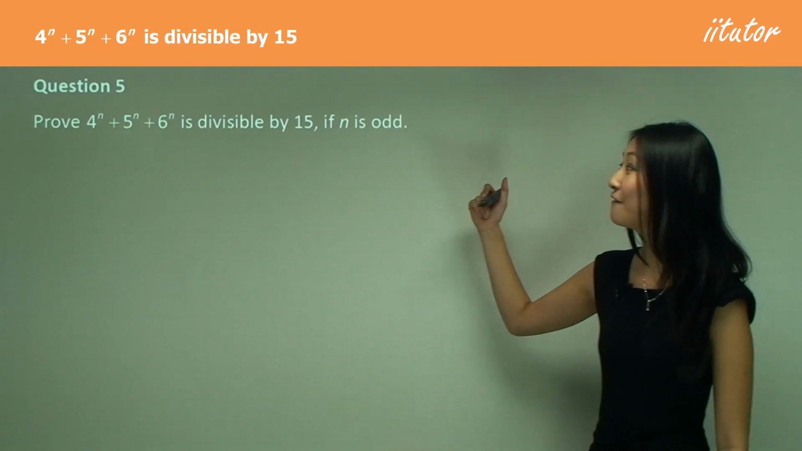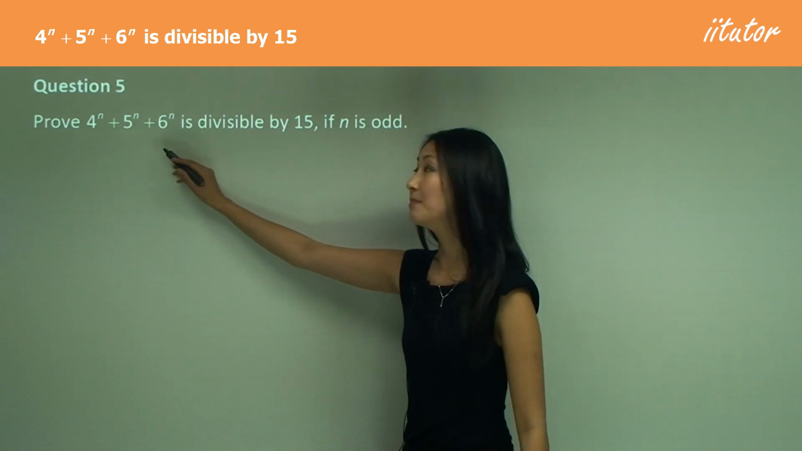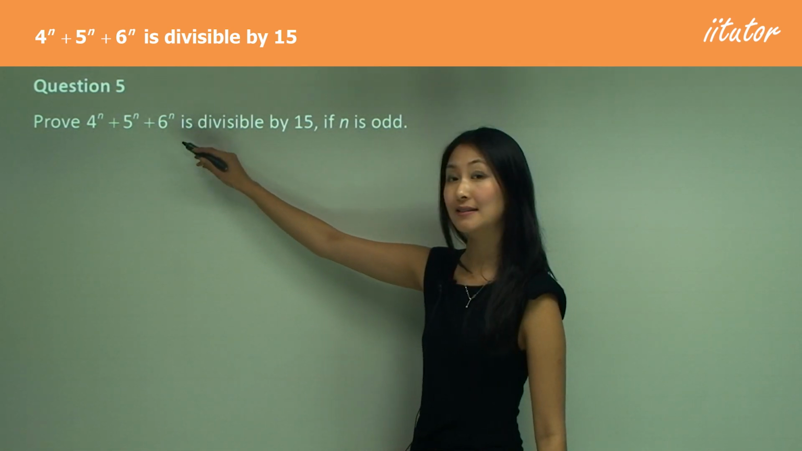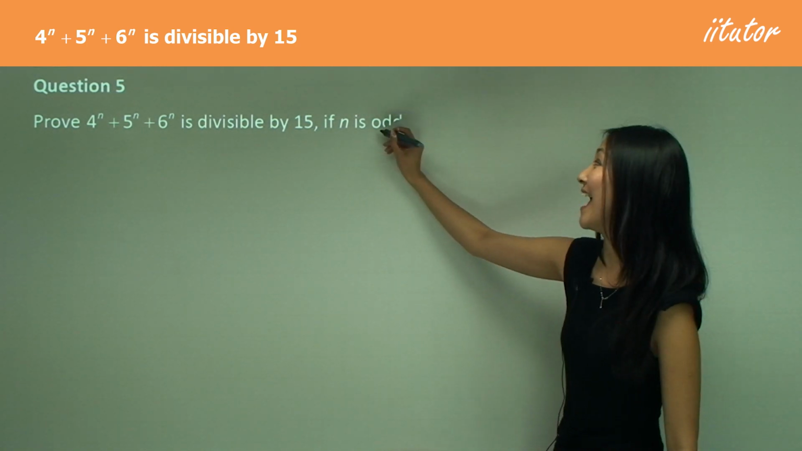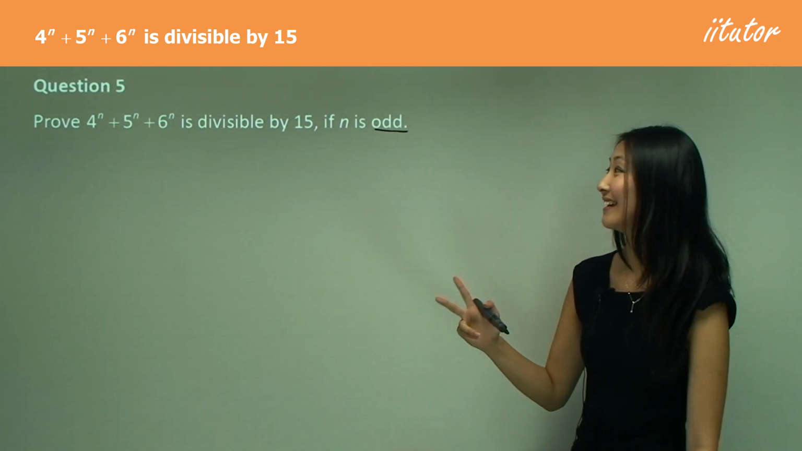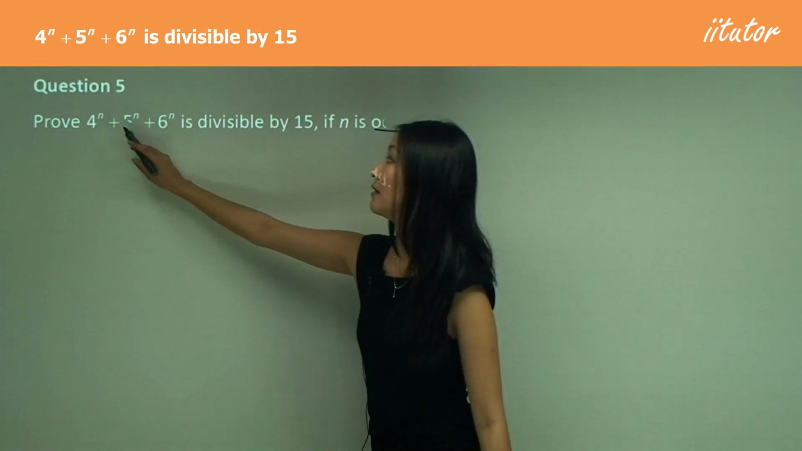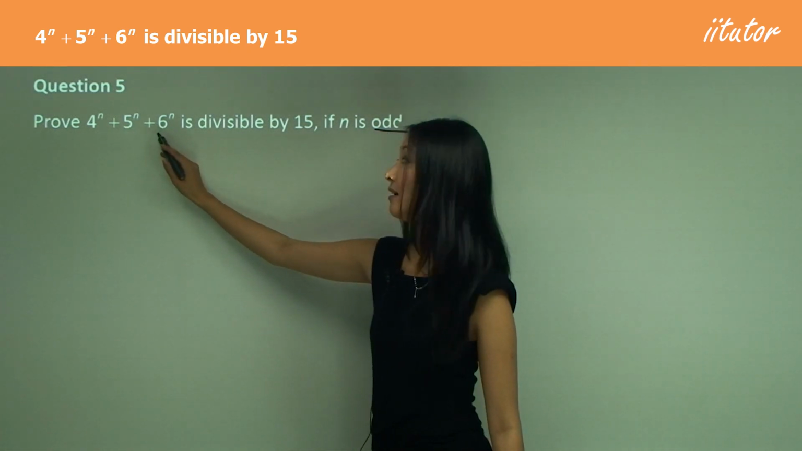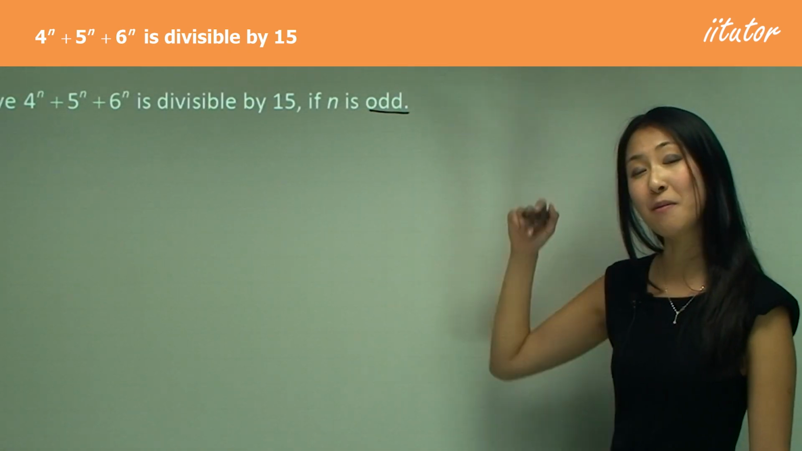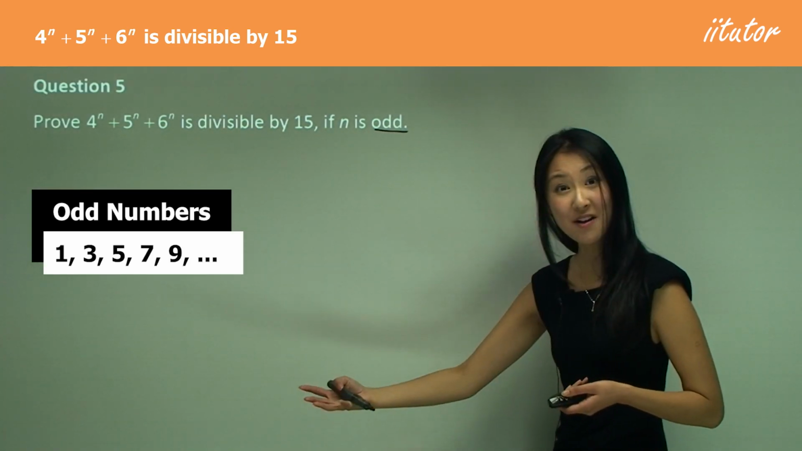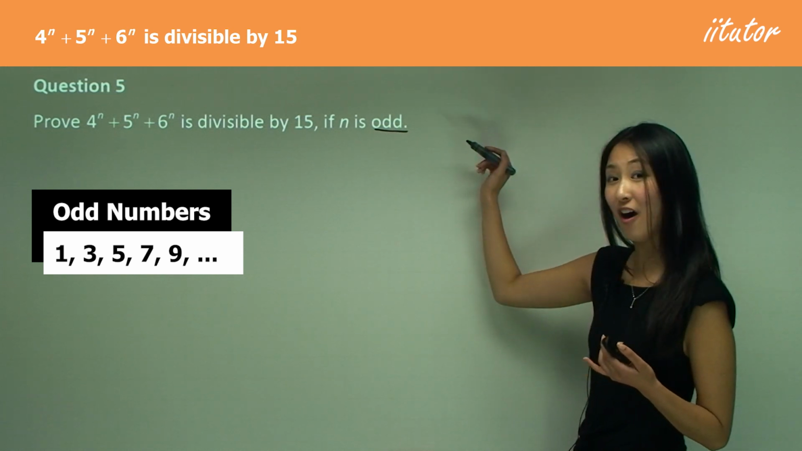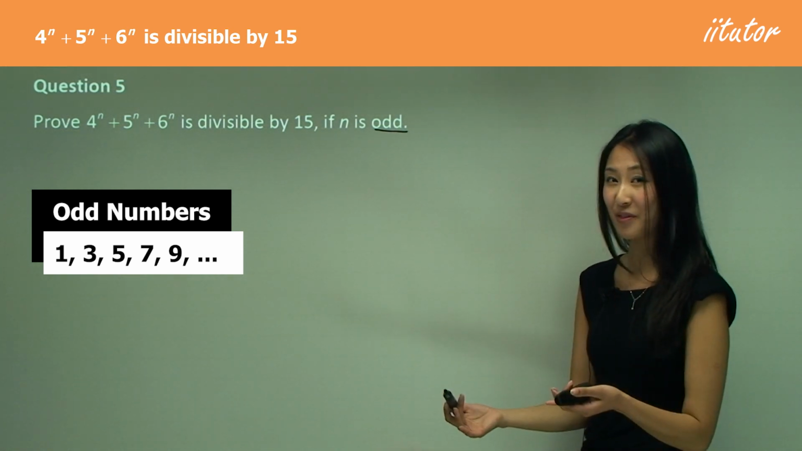We want to prove that 4 to the power of n plus 5 to the power of n plus 6 to the power of n is divisible by 15, and also if n is odd. So there's two things here. First of all, we've never worked with 3 indices, as you can see here. It's also odd. So remember how we did the even questions before, where we were increasing more than 1? Same thing applies here for odd. We want to be increasing more than 1 as well.